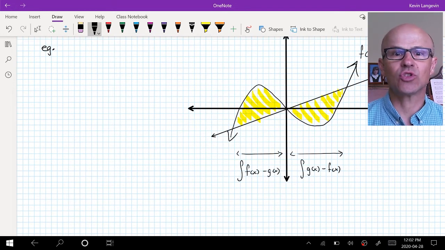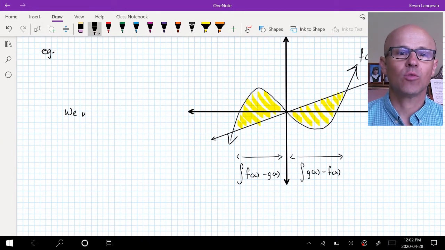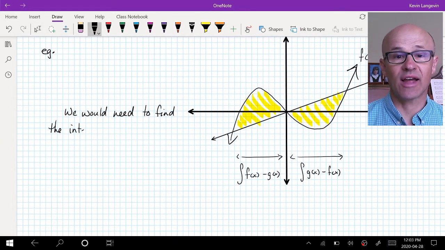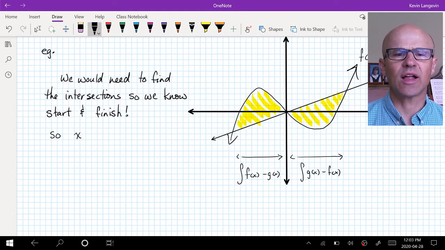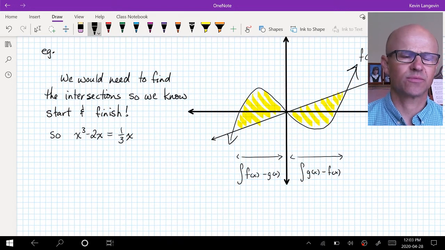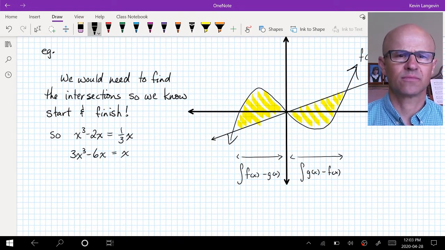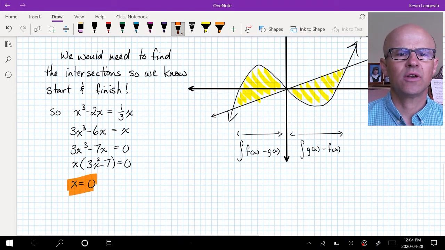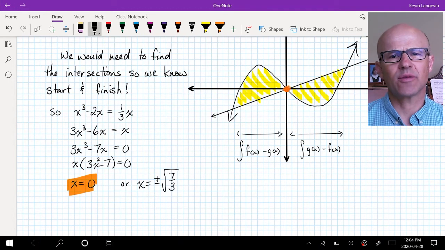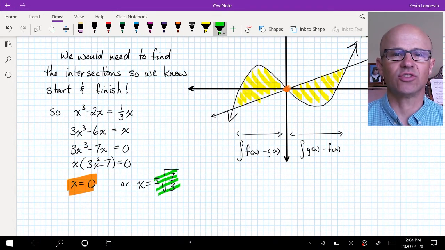So the question becomes, where do I go from? Well, we need to find the intersections of these two graphs. So what we would do is just take each equation and set them equal to each other. And we would algebraically solve for our value of x. We get that either x is equal to 0, which makes sense, they both go through the origin, or x is equal to plus or minus square root of 7/3, which I would recommend converting into a decimal when you actually go to try and do a calculation of that type.